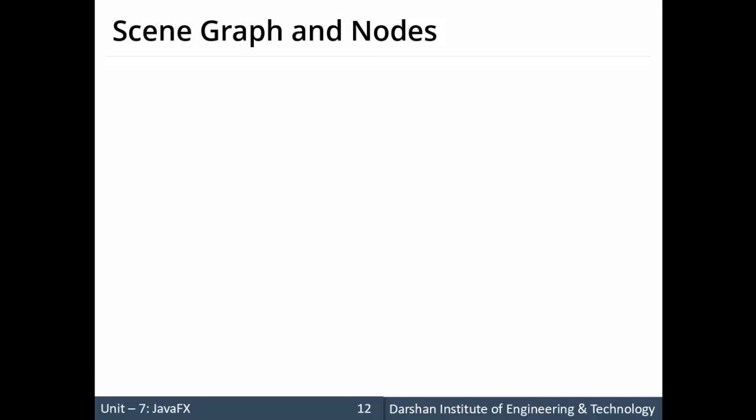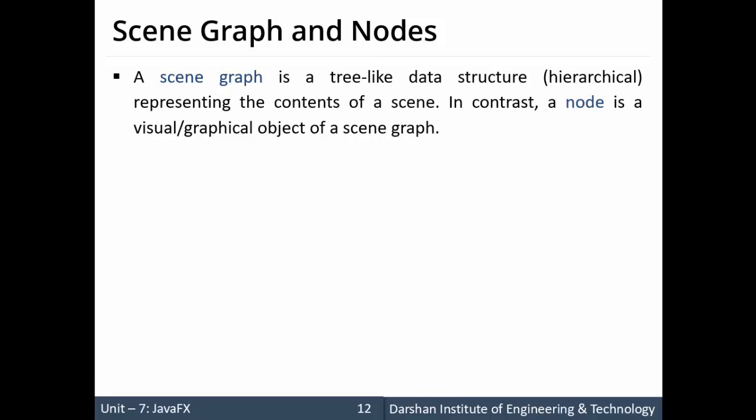So now the next component is scene graph. Let's see scene graph. Now basically the scene graph is a collection of nodes. We had seen that it is a tree-like structure, so nodes are there. So what is scene graph? A scene graph is a tree-like data structure representing the contents of the scene, and a node is a visual object. Now this scene graph is an abstract thing in which we would be adding the nodes which are visual or graphical objects which we can see. So this scene consists of the nodes.